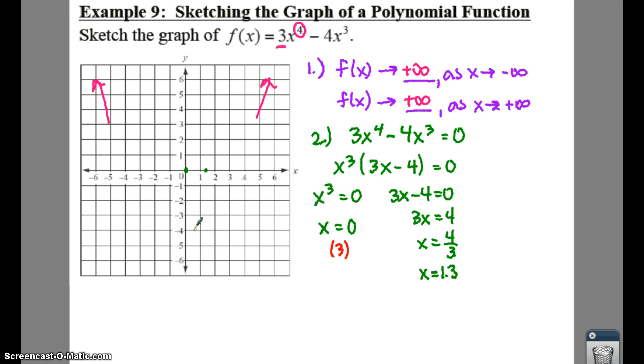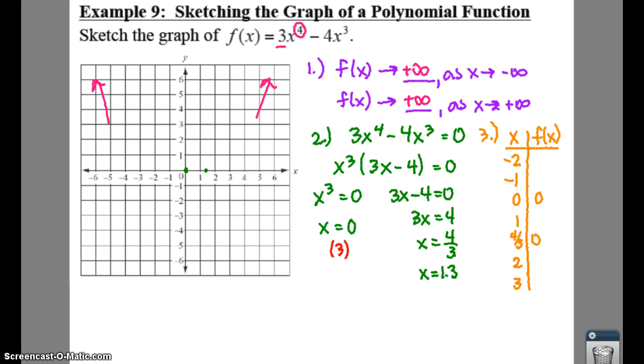So what we should do is find some other points and put them in a table. If we make a table of values, we're going to have an x and an f of x. We need to make sure we include the actual zeros we found. So if we make a table and start at -2, -1, 0, then 1, 4/3, or 1.3, and then we'll try a 2, and we'll plug in a 3.